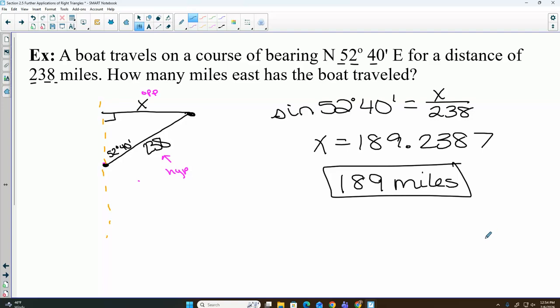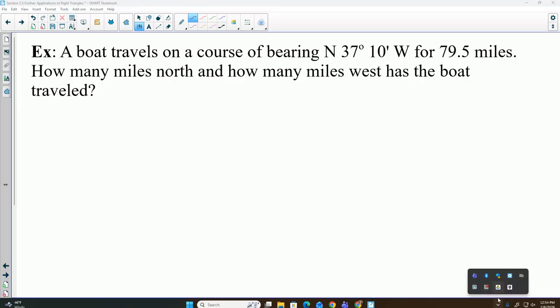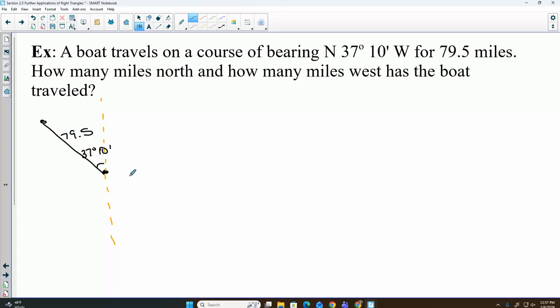Is that one okay? I want you guys to try the example right below it. See if you can get to the final answer on this one. So we have a starting point. If I'm measuring bearing, you need a north-south line there. And we're going northwest for 79.5 miles. How many miles north and how many miles west has the boat traveled?